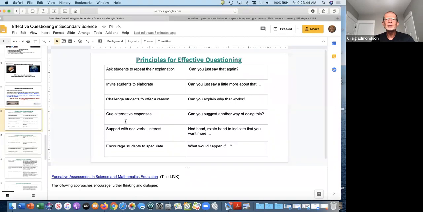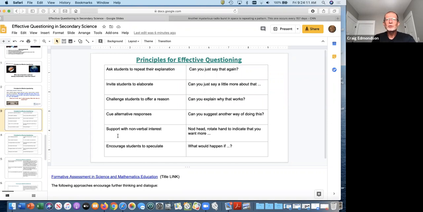Cue alternative responses. Can you suggest another way of doing this? Is there only one way? Is there only one approach? Ask them to come up with other ideas, or ask a small group. What's another way? Susan just suggested approaching it in this manner. Does anybody have any other ideas on another way that this could be done?